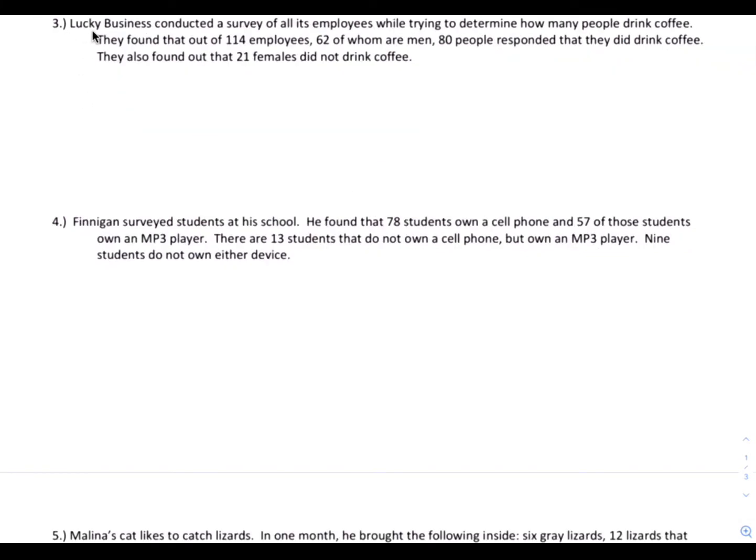Here's number 3. Lucky Business conducted a survey of all of its employees while trying to determine how many people drink coffee. They found that out of 114 employees, 62 of whom are men, 80 people responded that they did drink coffee. They also found out that 21 females did not drink coffee.